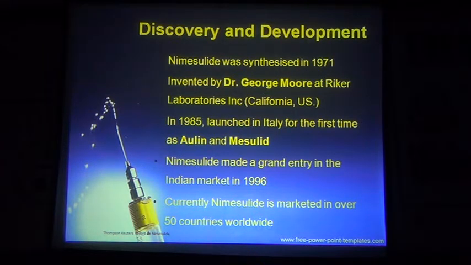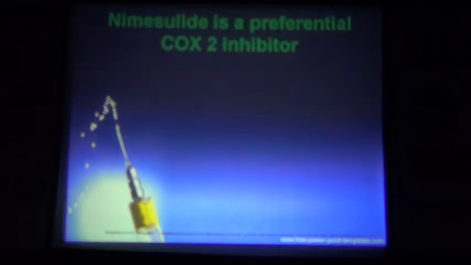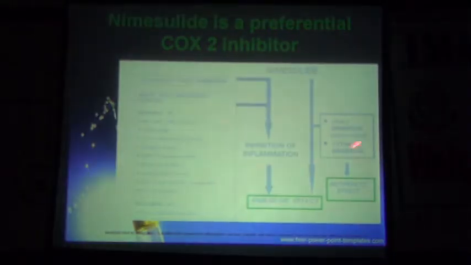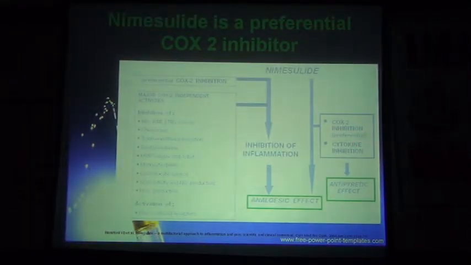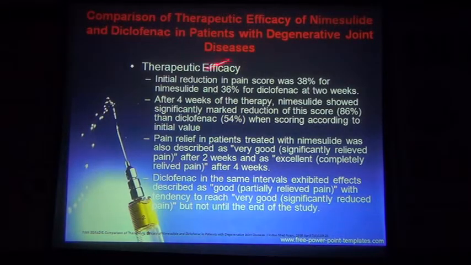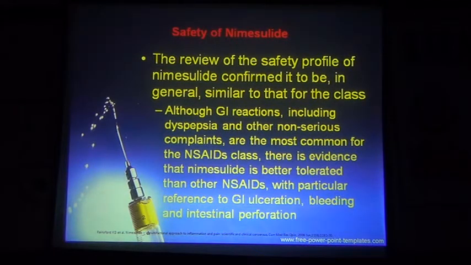Now it is proved beyond doubt that nimesulide is a preferential COX-2 inhibitor, which blocks prostaglandin synthesis, and thereby the inflammatory process is reduced. You can see the COX-2 inhibition. So it has an analgesic effect as well as antipyretic. The therapeutic efficacy is on par with contemporary drugs like diclofenac and acetaminophen, and 2-week and 4-week efficacy is much better and better tolerated than other NSAIDs.